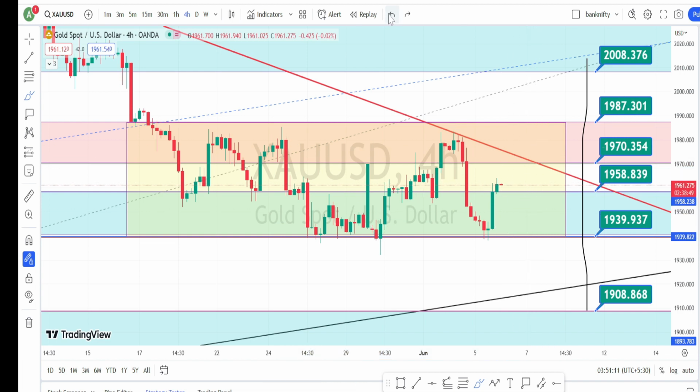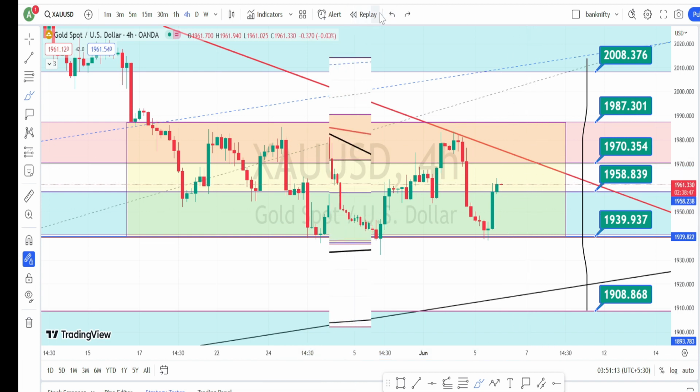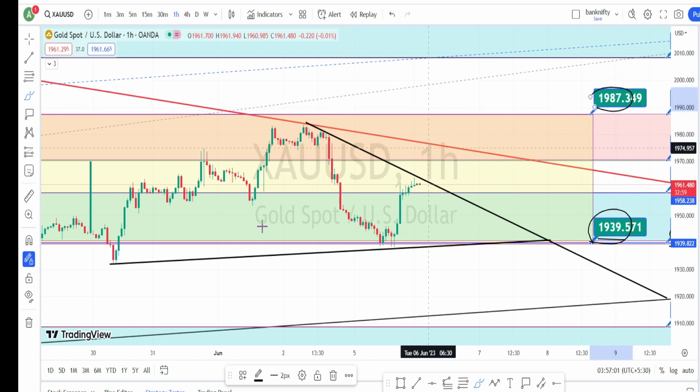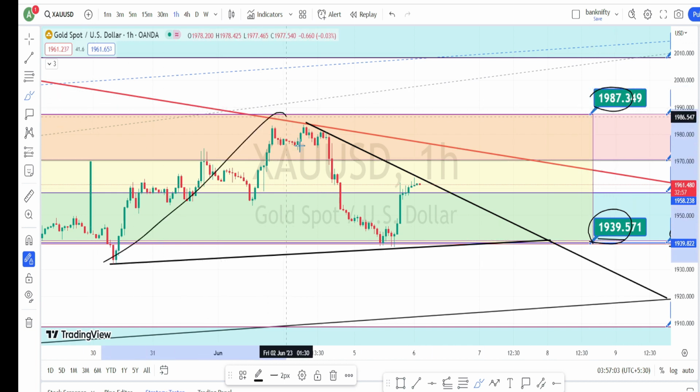Let us look at the price action in hourly time frame. I'm in hourly time frame now, and when we look at the price action in hourly time frame also, we can notice that clearly it is trading between the support level of 1939 and the resistance level of 1987 on a sideways price action in hourly time frame also.